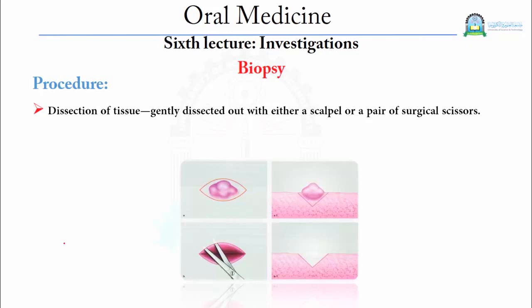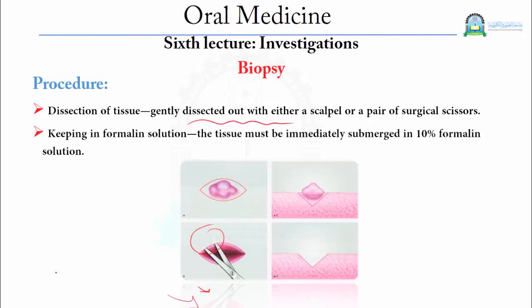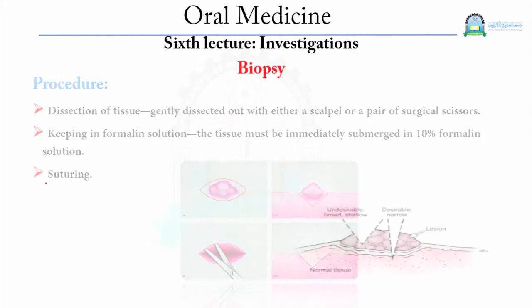Dissection of the tissue: gently dissect it out with either the scalpel or a pair of surgical scissors. This is the procedure of dissection, to make space for the suturing. Keep the specimen in formalin solution in the specified container. The tissue must be immediately submerged in 10% formalin solution, and then you need to suture the surgical site.